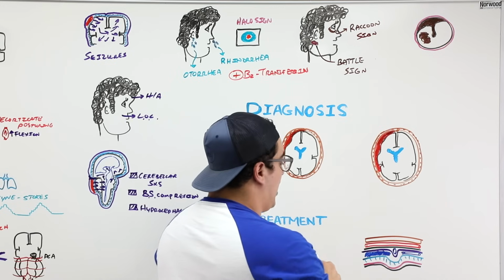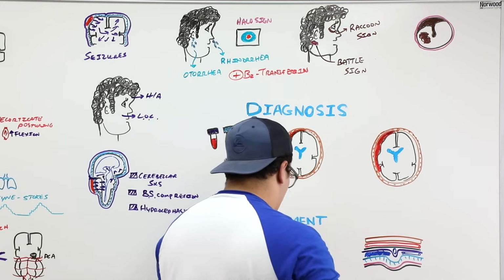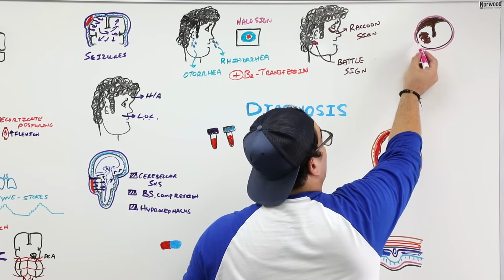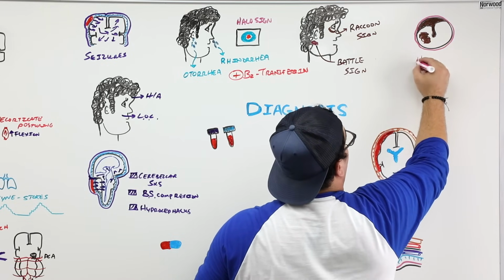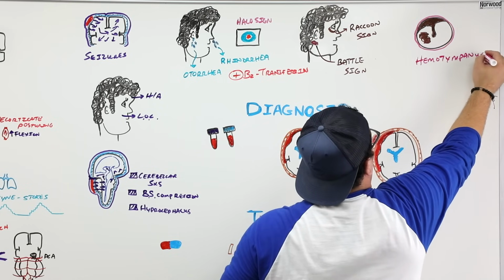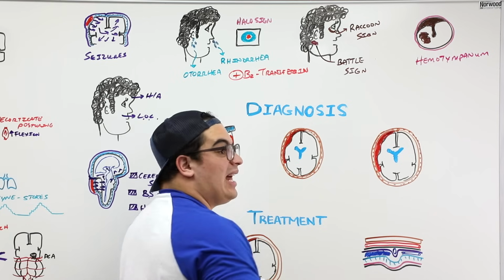The other thing is that sometimes, again, from a basilar skull fracture, you also may have what's called a hemotympanum, so bleeding from the actual tympanic membrane. So a hemotympanum. Okay, so that covers a lot of the clinical features.